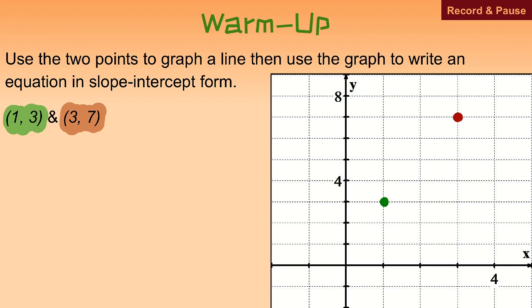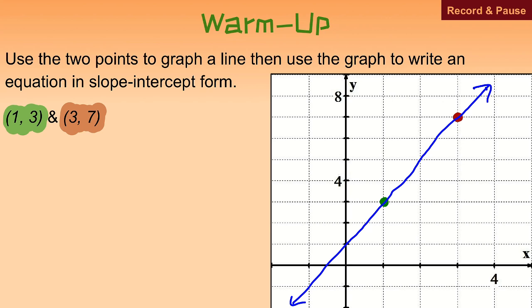All right, everybody. So this problem asks us to plot our 2 points, which I've already done, and then connect those points with a line. And then we're going to use that graph, that line, to write an equation in slope-intercept form. So the first thing I need to do is to connect the points with a line. So I'm going to do that, making it as straight as I can.